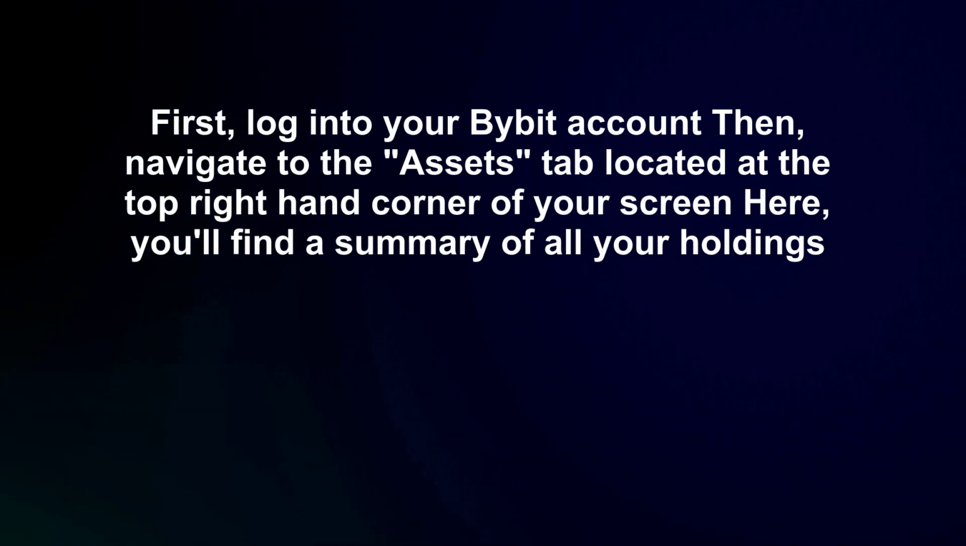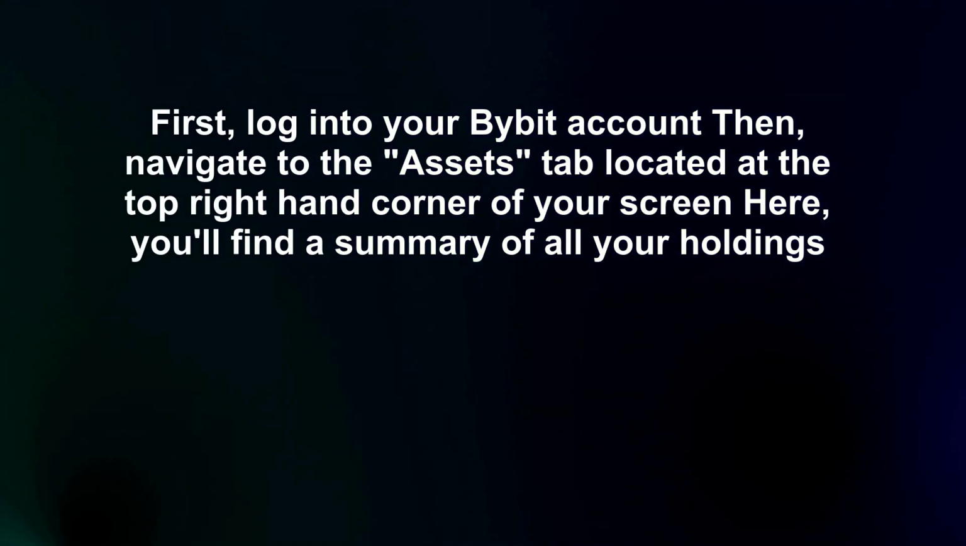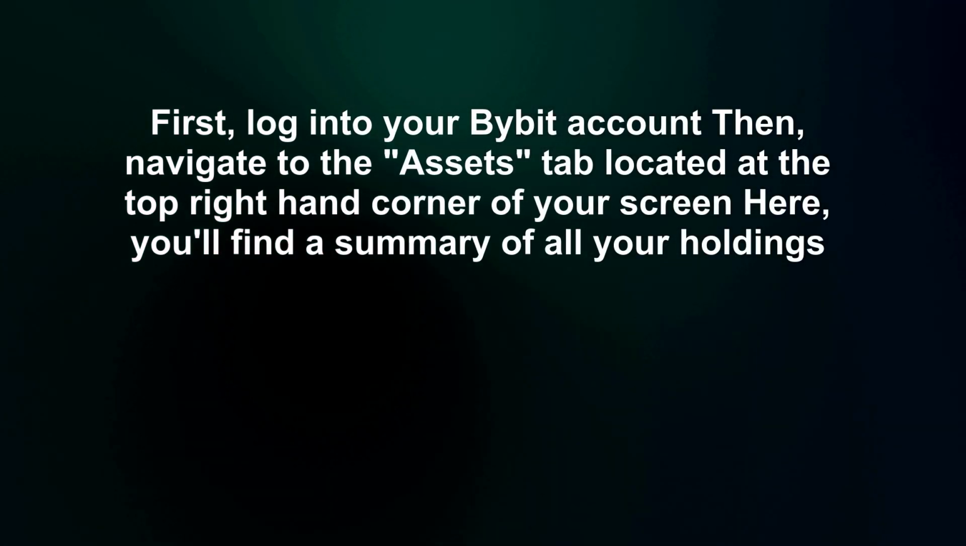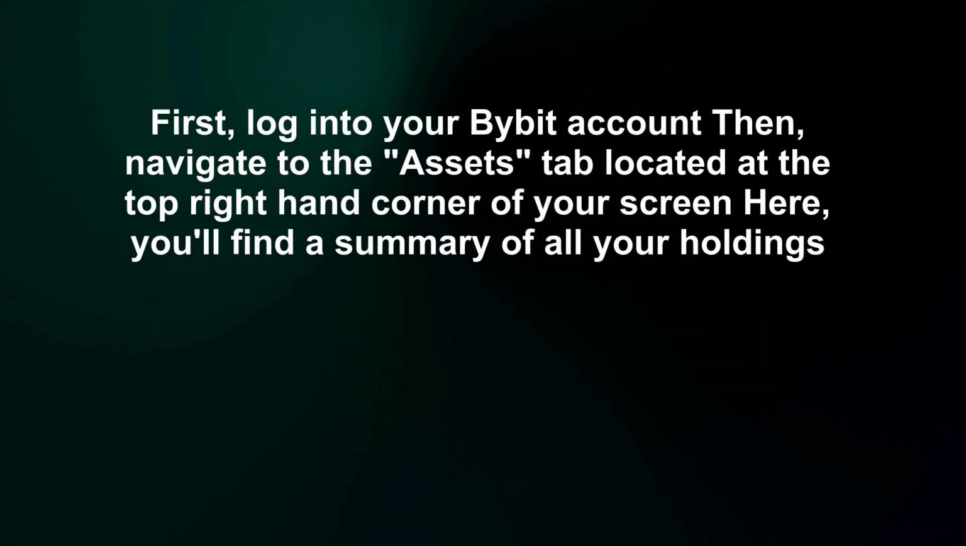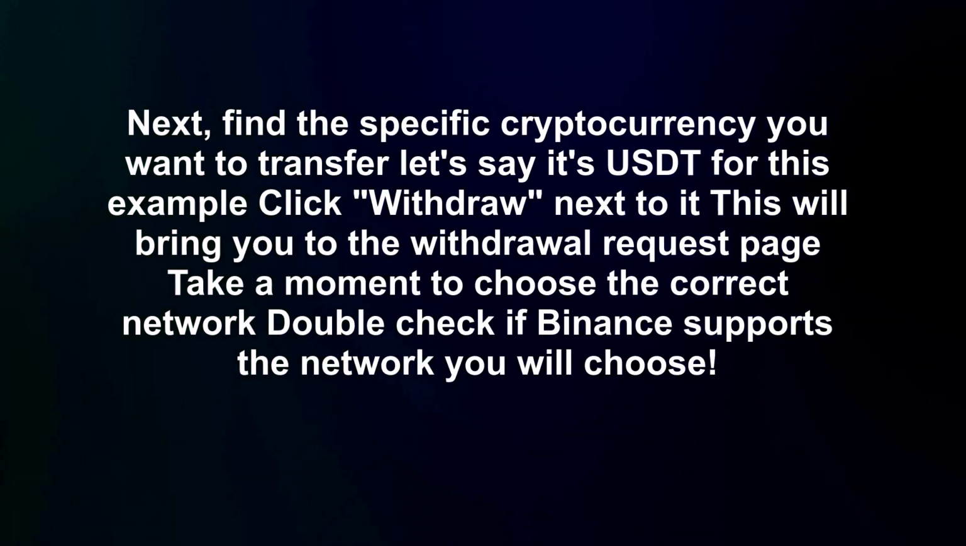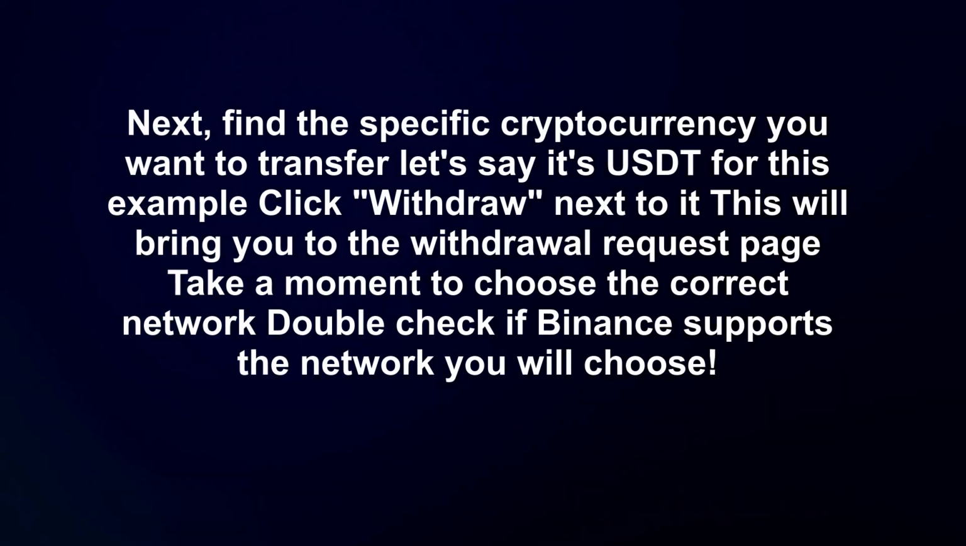First, log into your Bybit account, then navigate to the Assets tab located at the top right-hand corner of your screen here. You'll find a summary of all your holdings. Next, find the specific cryptocurrency you want to transfer. Let's say it's USDT for this example.